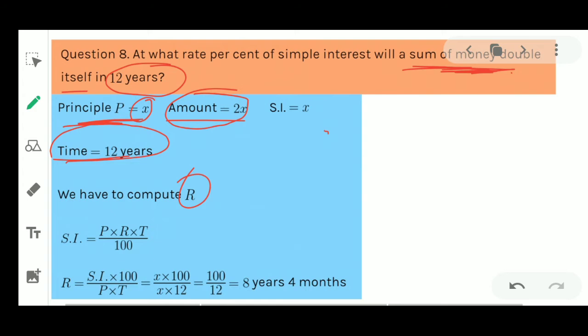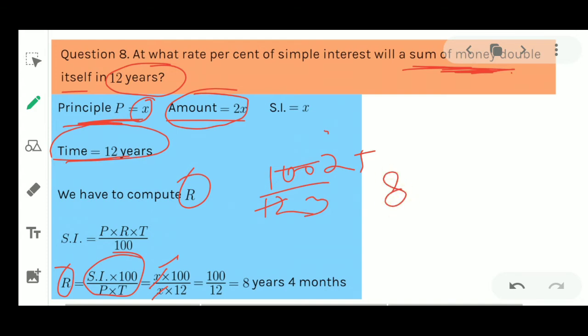So write the formula. SI equal to P into R into T by 100. Now keep R on one side, another side will be SI into 100 by P into T. Clear? Now put the value. SI is x into 100 and P is x into 12. So x will be cancelled here. So that is 100 by 12. 4 3 ja 12, 4 25. So 25 by 3, 8 whole 1 by 3. Okay, so 8 years, 1 by 3 is 4 months.